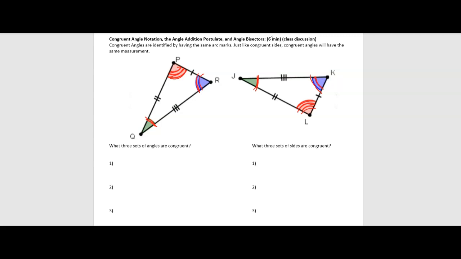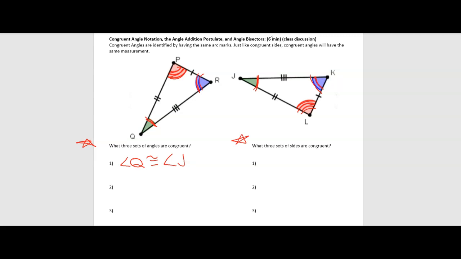So we're going to do the angles first. All we would say is angle Q congruent to angle J. And you can go ahead and fill in the rest of these. You're allowed to use only one letter because there's only one angle at each vertex. So you don't have to use 3 letters if you don't want to. Then go ahead and write the congruency statements for the sides over here as well based on the number of tick marks.